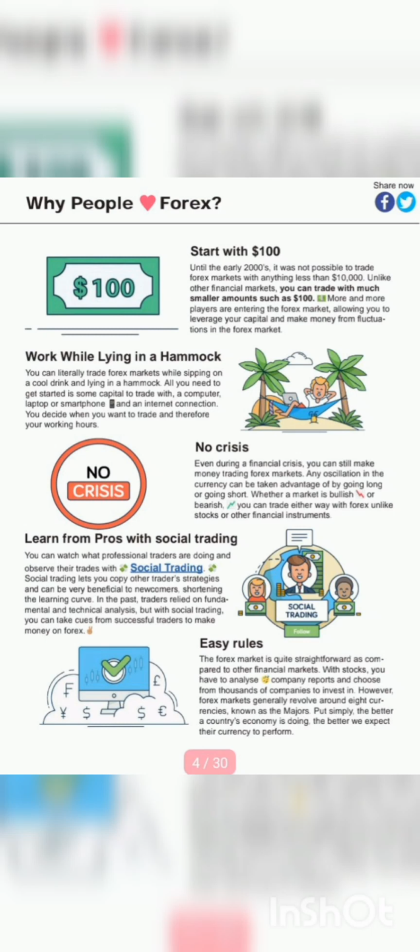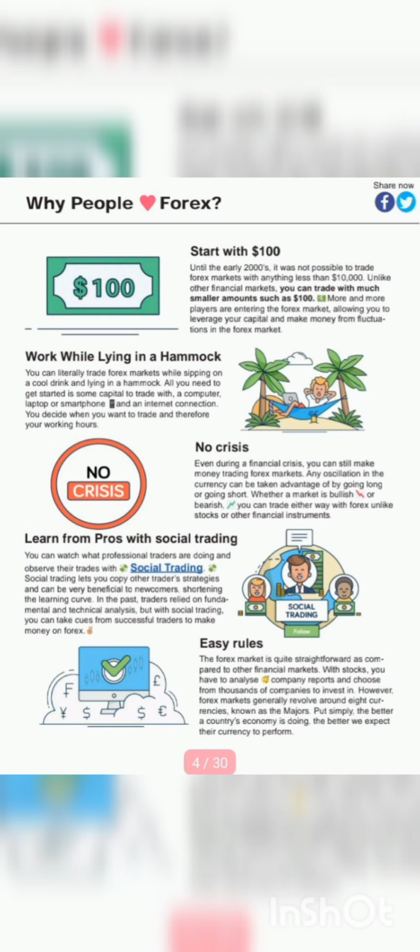There are no crises. Even during a financial crisis, you can still make money trading the forex market. Any movement in a currency can be taken advantage of by going long or going short, whether the market is bullish or bearish. You can trade either way with forex, unlike stocks or other financial instruments.